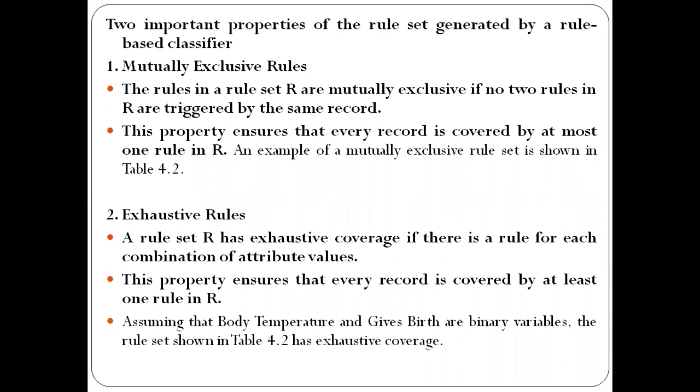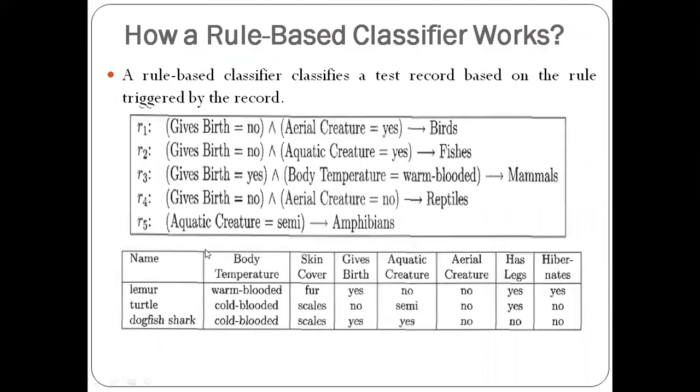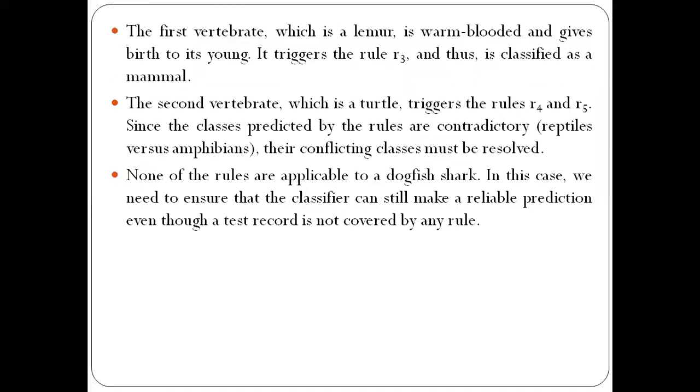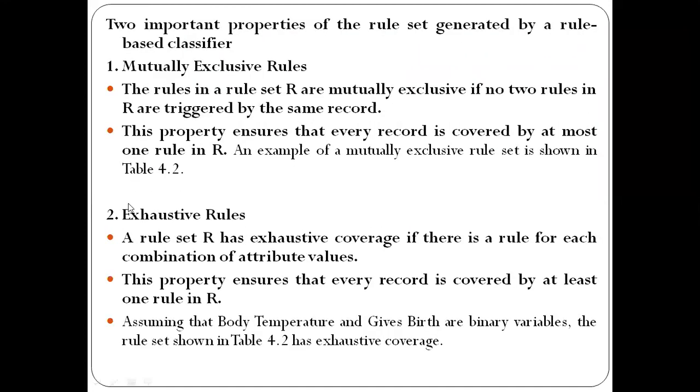That is mutually exclusive. The second one is exhaustive rules. See here, for the dogfish record, none of the rules will be triggered. If none of the rules are triggered, then we will not be able to assign the class label. Again, we have arrived at the problem. In order to solve this, we need to define the rules such that they are exhaustive. A rule set R has exhaustive coverage if a rule for each combination of attribute values is defined. There must be at least one rule for every combination of attribute values, so every record will be covered by at least one rule.